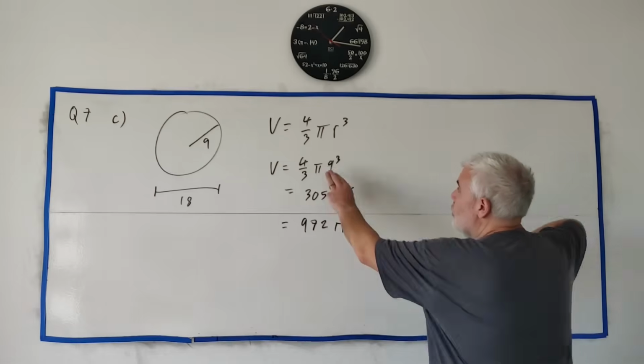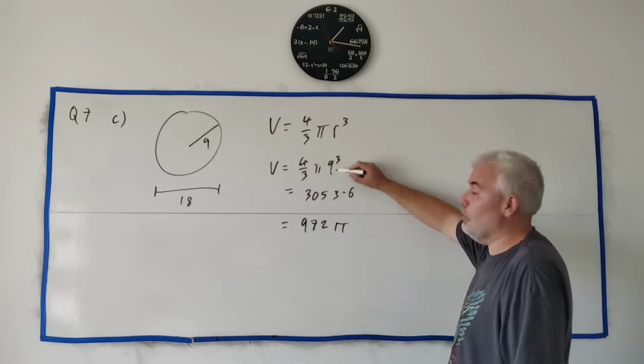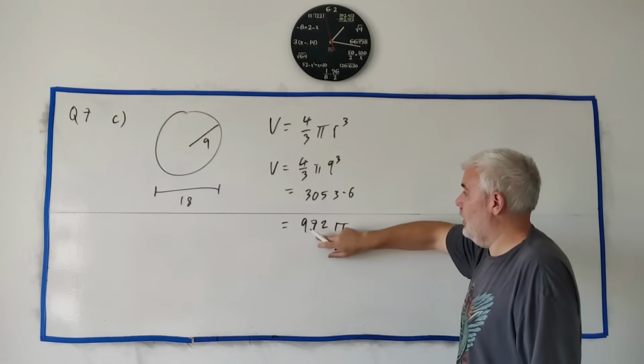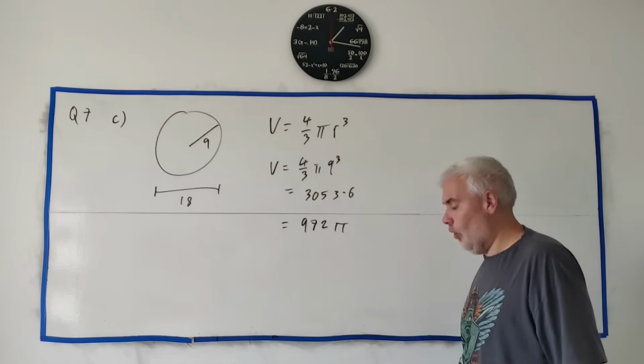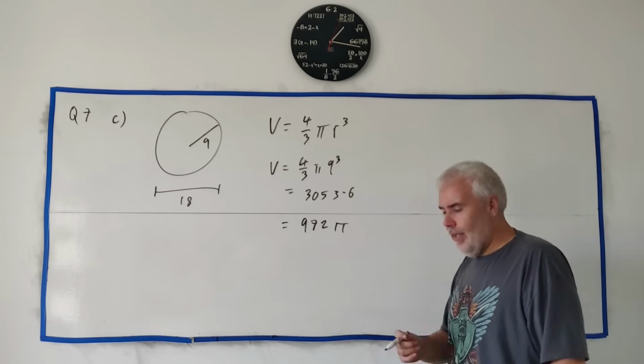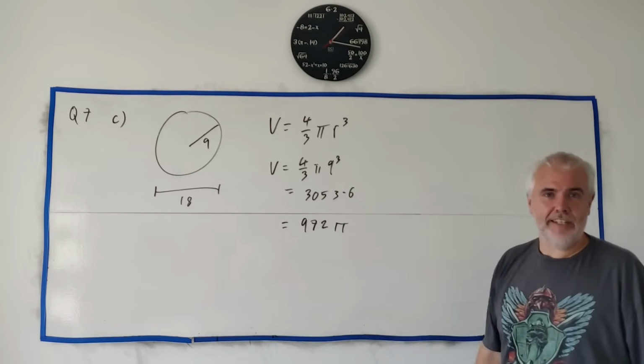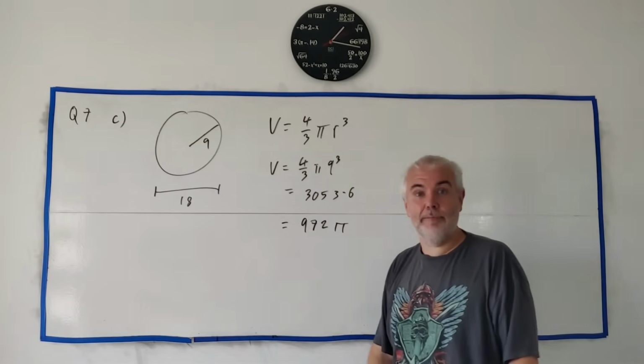The other way is you could have just ignored pi here. You could have put in your calculator 4 over 3 multiplied by 9 to the power of 3. You would have got this number and then leave pi alone. The next part we're going to use pi. We're going to put it in. Very often we don't. It's a lot easier to write this than that. That's the only reason. This is the answer to C part 1.